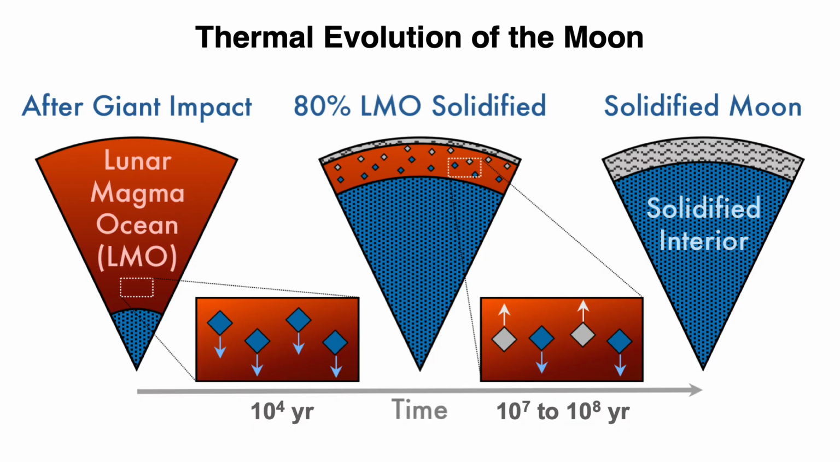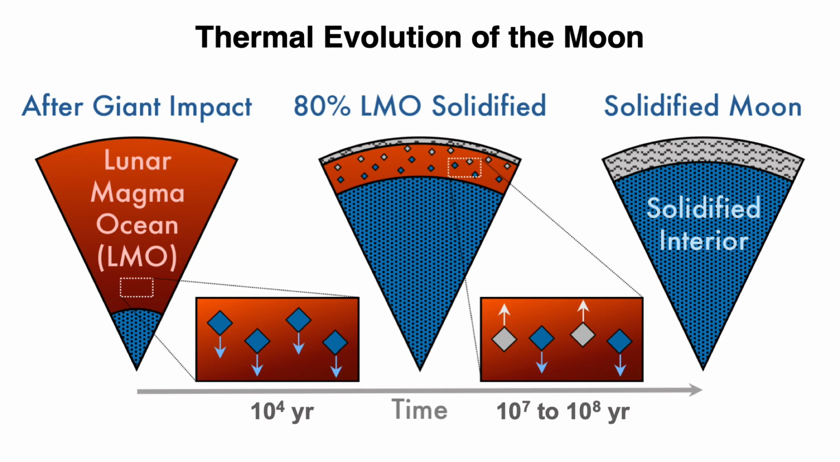This is an overview of how the moon solidified over time. There are various estimates of the Lunar Magma Ocean, LMO, depth, but we can assume that it was about 1,000 kilometers deep. Note that the radius of the moon is about 1,737 kilometers. That means that the early moon largely consisted of the Lunar Magma Ocean.